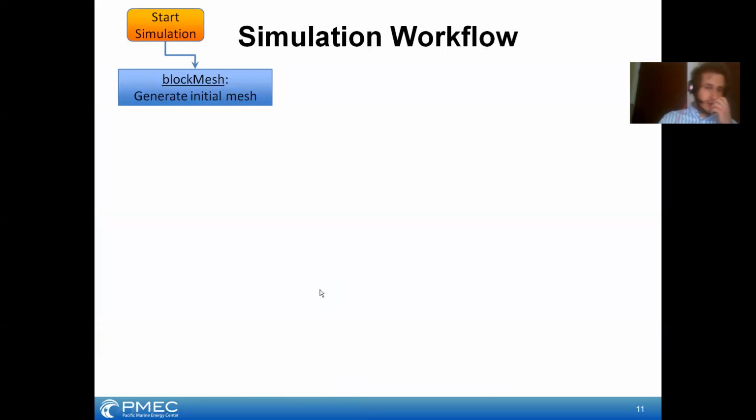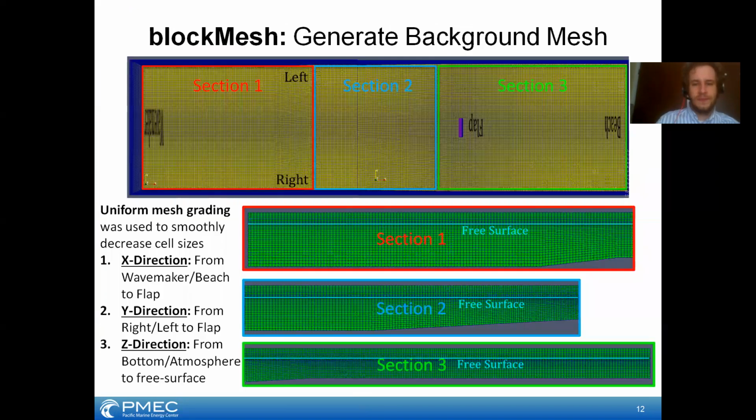So kind of going through the simulation workflow, let me break it down a little bit more so it's more obvious what's happening. First things first, every time you start over with this setup phase, you need to do a background mesh. And we used uniform mesh grading to dictate where the refinement is going to be. So we refined from all boundaries towards the center of the domain, with the target being the flap, or in the vertical direction, you're refining towards the free surface.